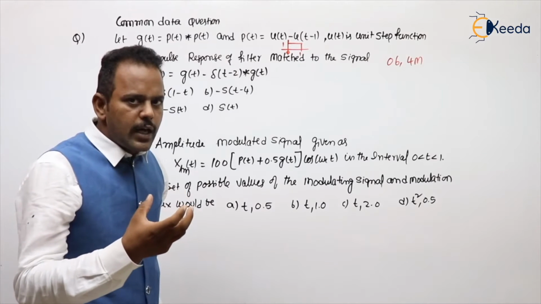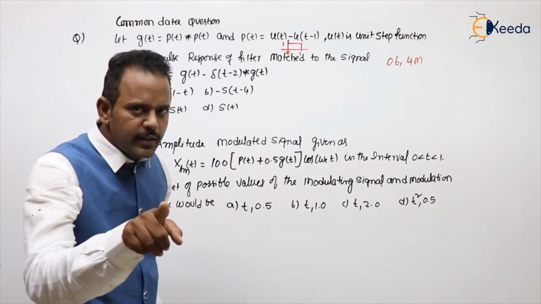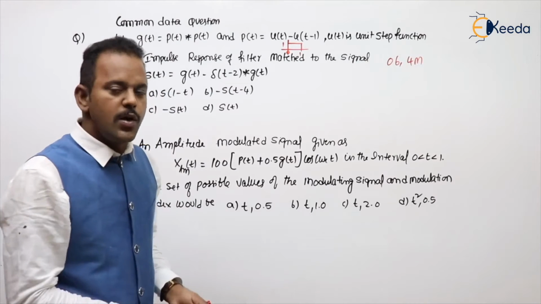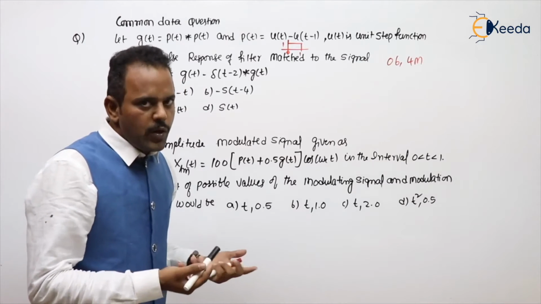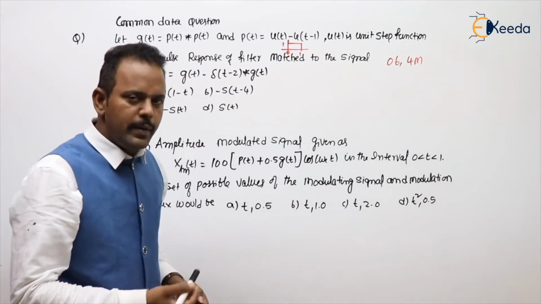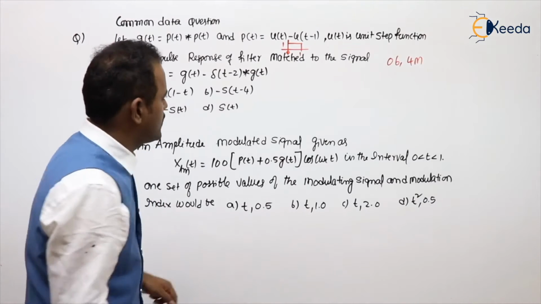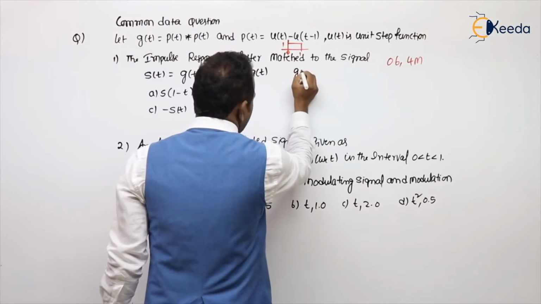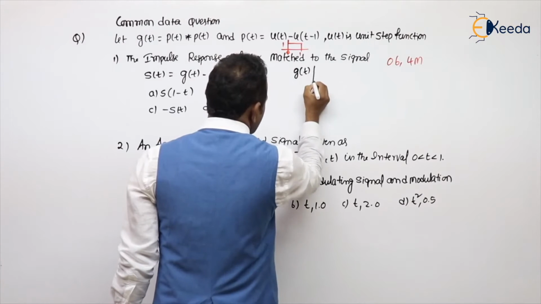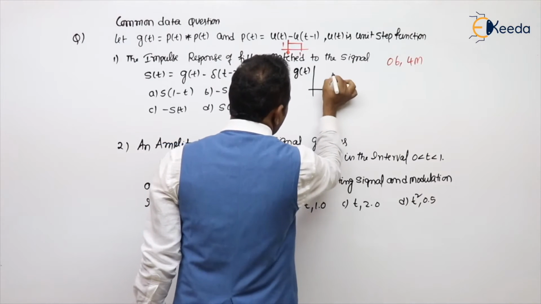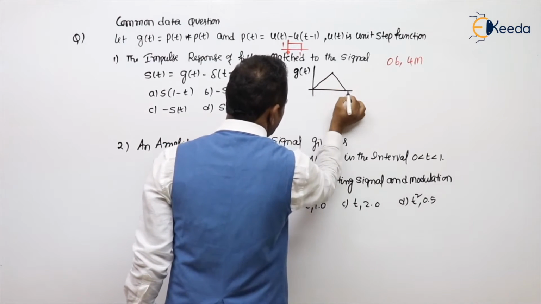Convolution of two rectangular pulses of equal width is a triangular pulse. What is the lower limit? It is equal to the sum of the two lower limits. Upper limit is equal to the sum of the two upper limits. So directly I am writing the g of t. So g of t will be from 0 to 2.